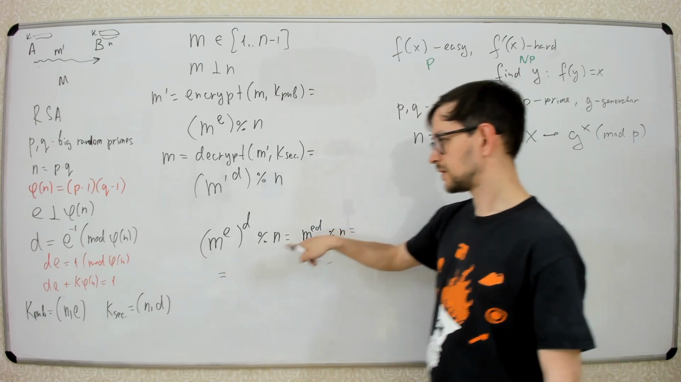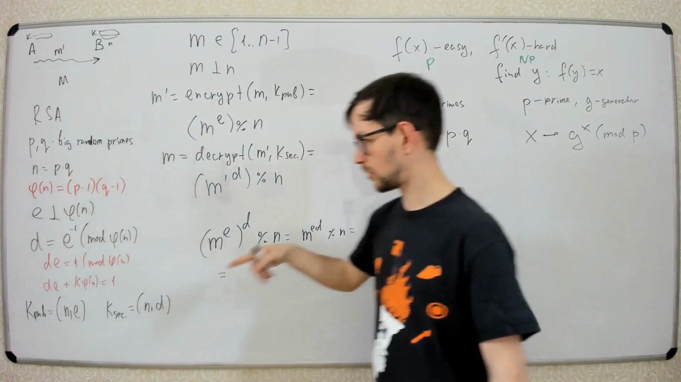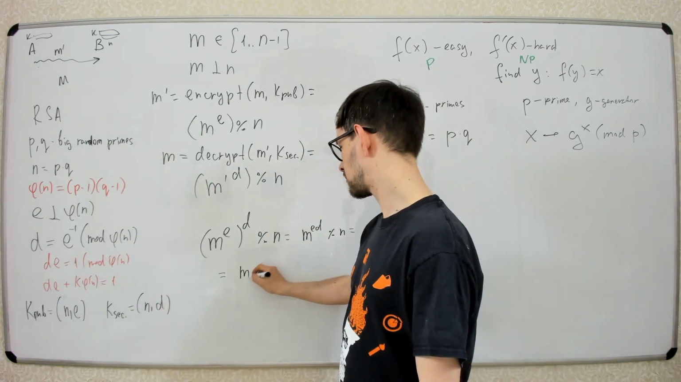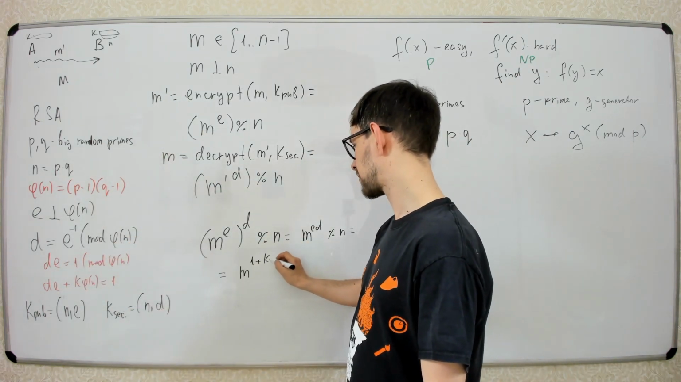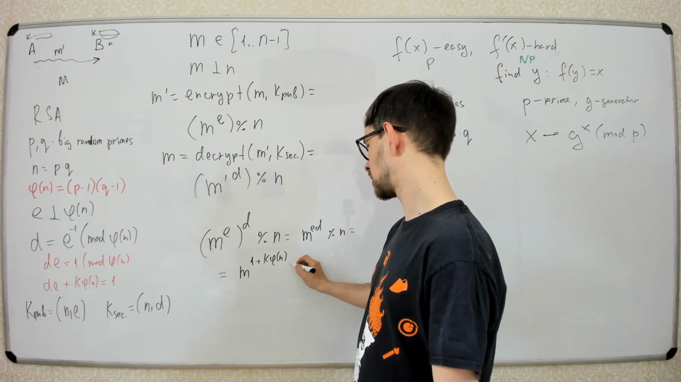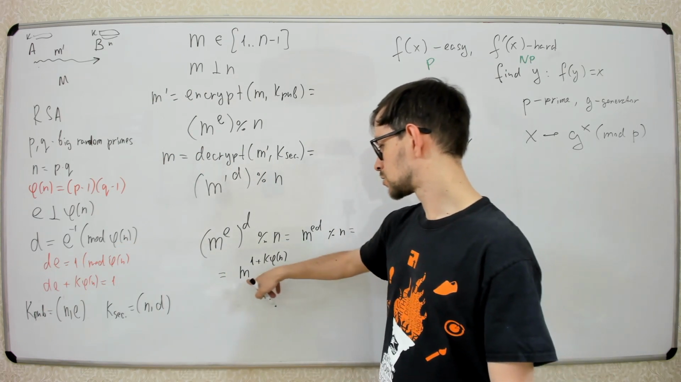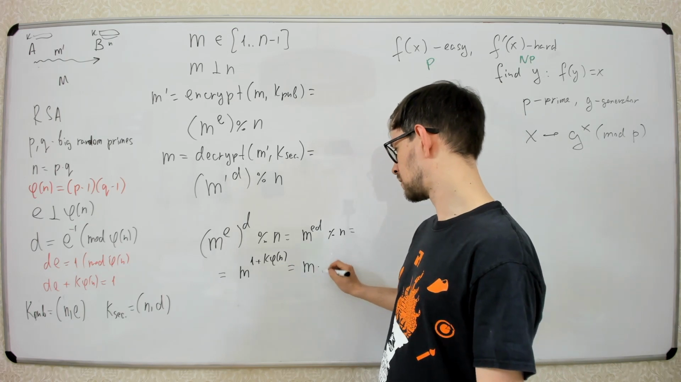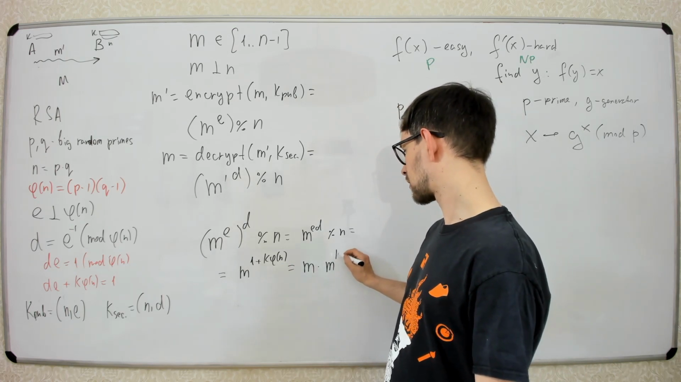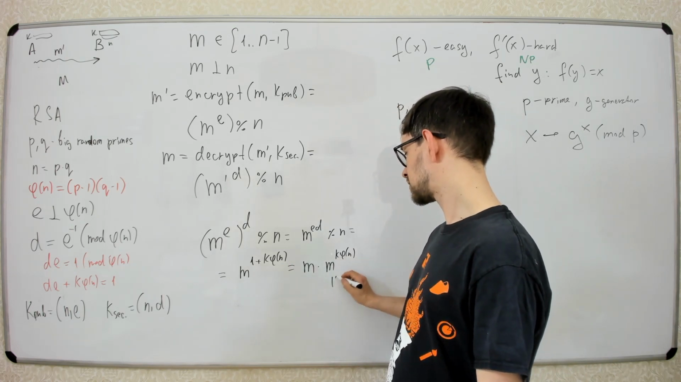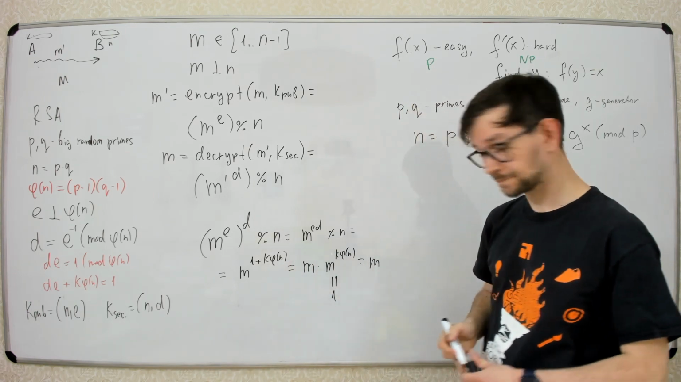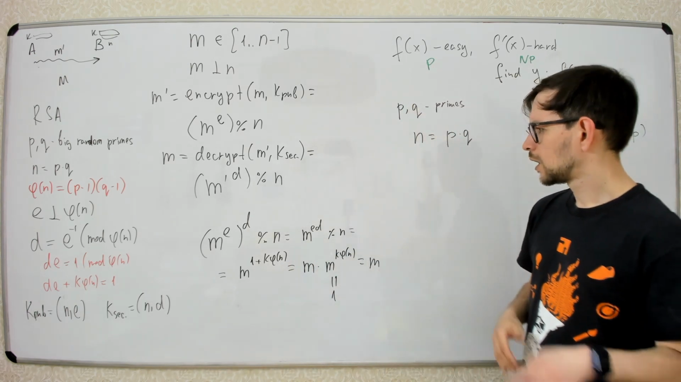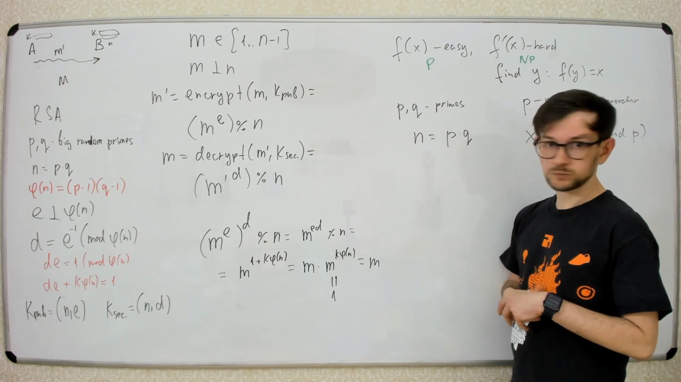What is ed? ed is just one modulo phi of n. So we have m in power 1 plus something multiplied by phi of n. So it's m multiplied by m in power k phi of n. This thing is 1, so it's m. That's all.